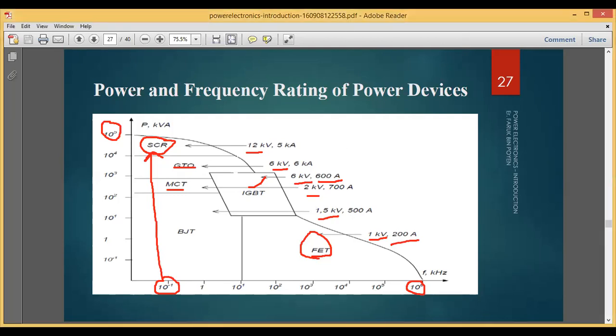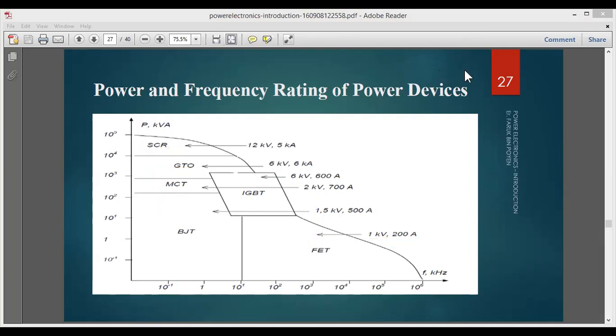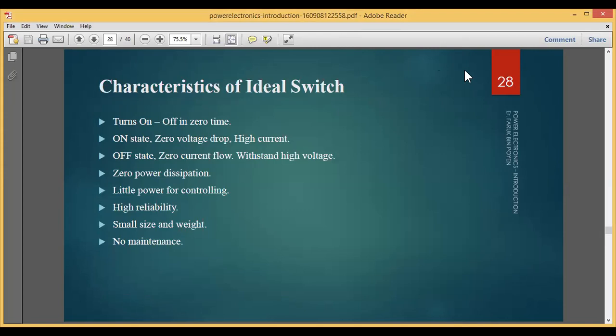I will tell you how to choose those devices once we come to the application part. Now let us see how these power electronic devices give us some ideal characteristics, or simply, how they act as a switch. Basically, the operation of a switch is on and off, but it also carries meaning: what happens when the device is turned on, and what happens when it is turned off. The basic ideal characteristic of an ideal switch is to turn on and off in zero time, without taking much time.